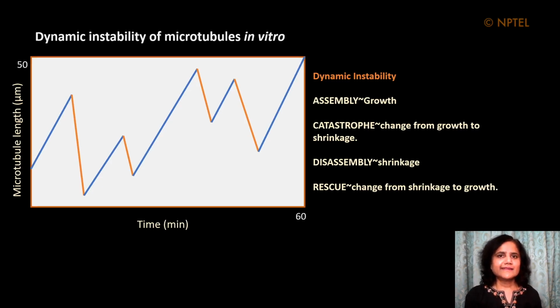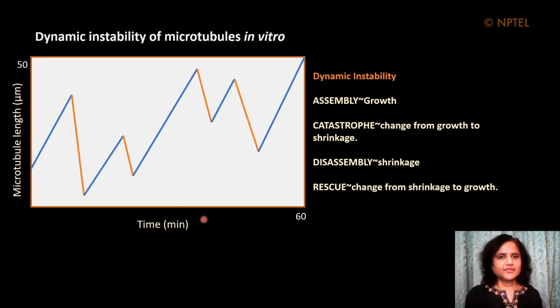Microtubules are highly dynamic structures. They exhibit dynamic instability. This is a property which was measured in vitro, and what it means is that an individual microtubule can go through growth as well as disassembly with respect to time. So in this graph, a single microtubule end is being tracked, that is, the variation in its length with respect to time has been plotted.